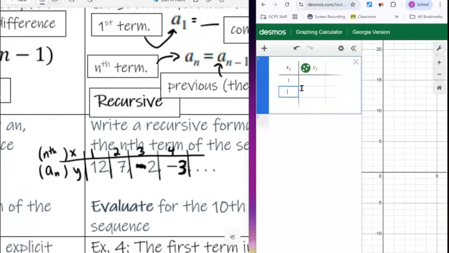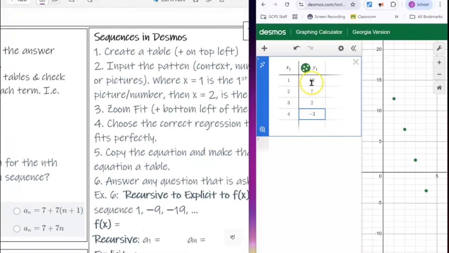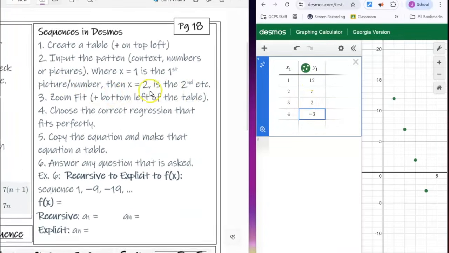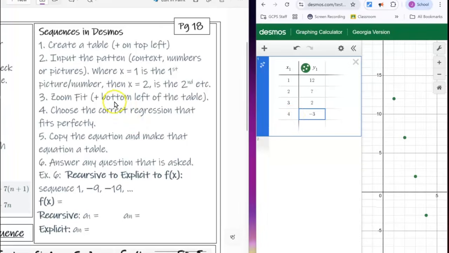So I see X is 1, X is 2, 3, 4. And on the a sub n piece, I'm going to call it a sub n now instead of y: 12, 7, 2, and negative 3. Now that I've put in my table and you've put in yours, your numbers should not match mine. Next, zoom fit, so we can see the points. That's the magnifying glass on the bottom left of your table. That's zoom fit.